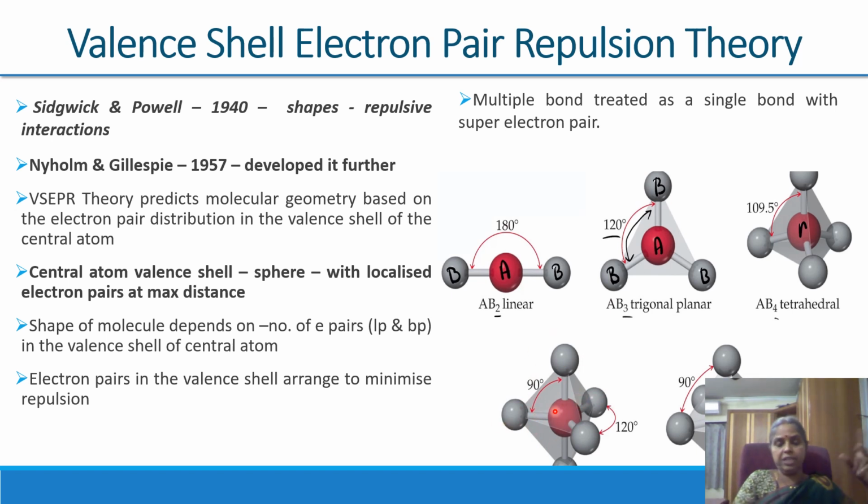There are now axial bonds and equatorial bonds. Equatorial bonds are in the plane, axial bonds are above and below. So axial bonds are at an angle of 180 degrees, one axial to another axial, but axial to equatorial is 90 degrees, and within the equatorial it is only 120 degrees. If it is an octahedral, that is if there are 6 pairs of electrons around A, then the bond angle is 90 degrees. Molecular geometry is an octahedron. This is linear, this is plane trigonal, this is tetrahedral, this is trigonal bipyramidal, and this is an octahedron.